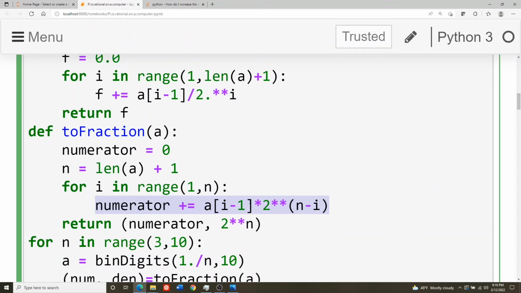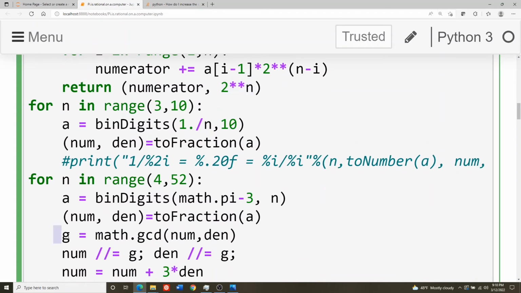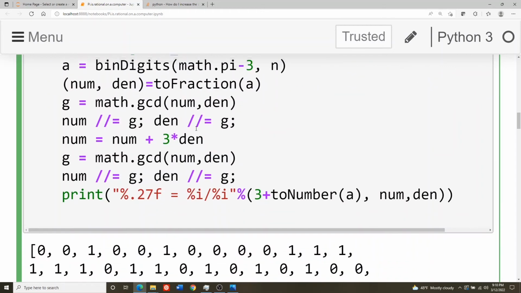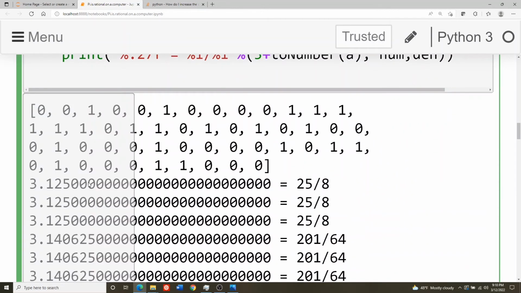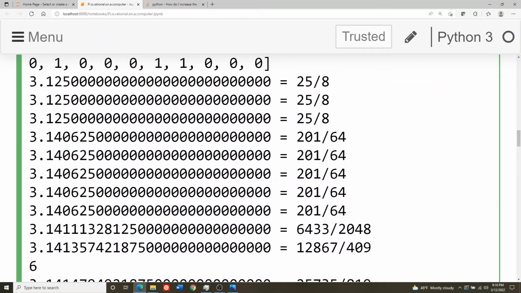This numerator here gives you the numerator of the fraction, and then the denominator is just 2 to the n. And you can just do a little GCD to simplify that. GCD is greatest common divisor, to put the fraction in lowest terms. That's what this loop here is. These are rational approximations to pi using binary digits, using 4 binary digits, 5, 6, 7, all the way up to 52 binary digits. That's what the table is. We keep adding more and more binary digits. So these are rational approximations to pi.